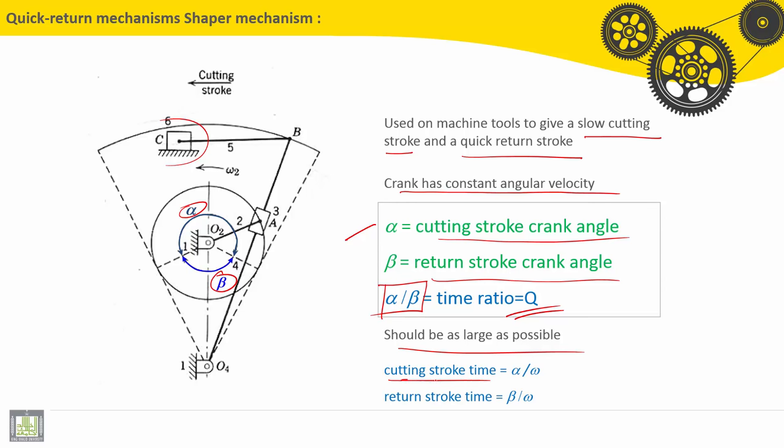Cutting stroke time is alpha divided by omega. And return stroke time is beta divided by omega. Omega is the angular velocity.